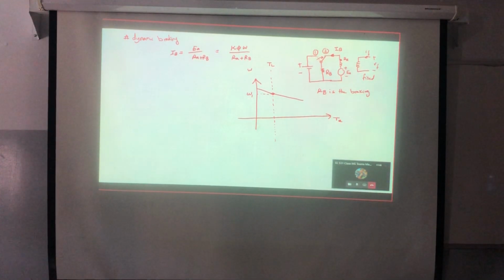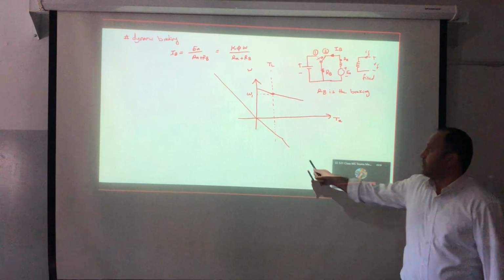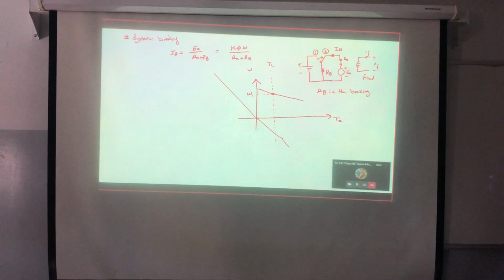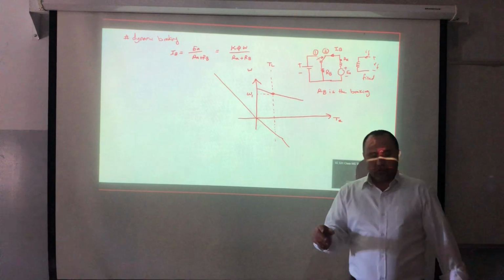So simply, let's assume that I'm having the following torque speed characteristic. It's supposed to be parallel to that one. Of course, it's supposed to be parallel to that. Should I try to change it? No. So you are getting the point. Okay, so now what will happen?